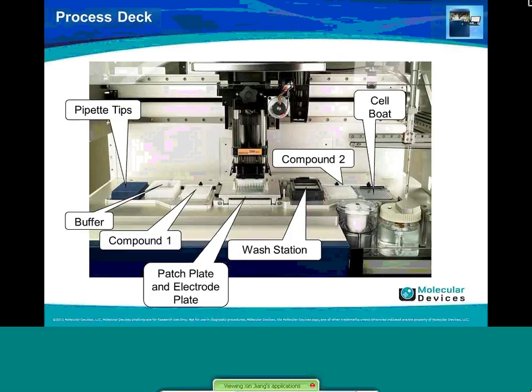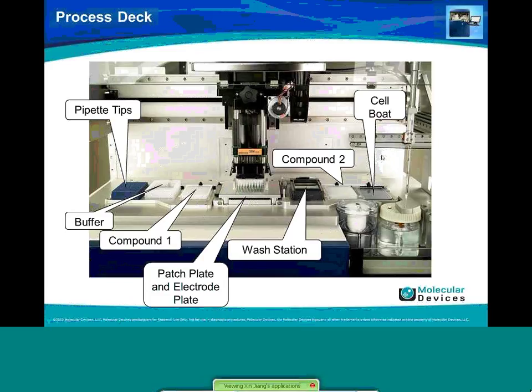So this is zooming into the process stack of the Barracuda system, where you can see from left to right, there's a position for the external buffer, and for the compound plate, there's two of them, left and right. And in the center, you have the position for the patch plate, which is the consumable for the Barracuda system, and the electrode plate, which provides the voltage command to each recording site. Here, there's a wash station which allows the disposable plastic tips to be washed in between experiments, so there's no carryover of the compound from one experiment to the next.